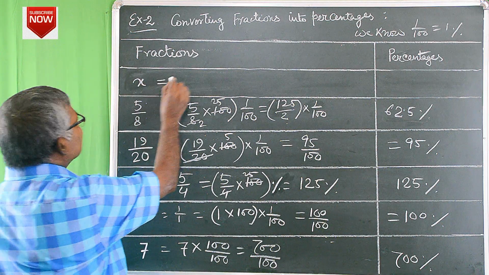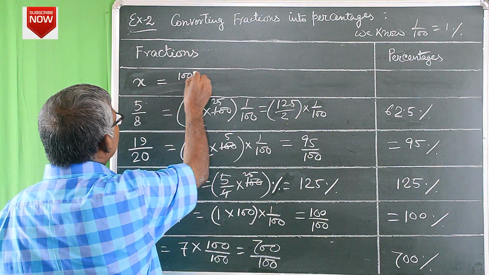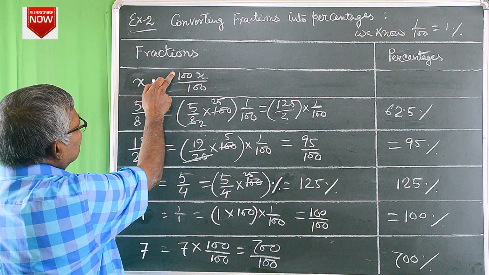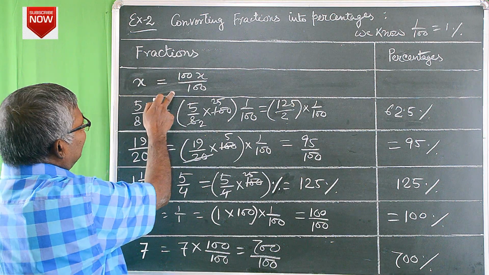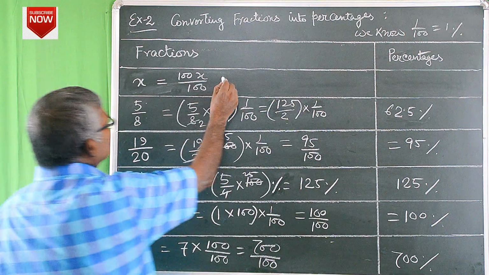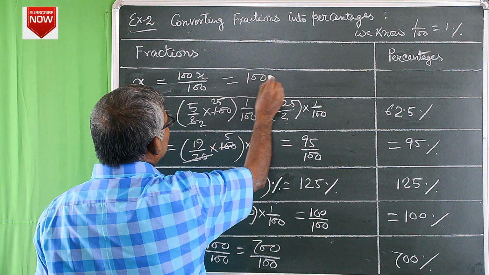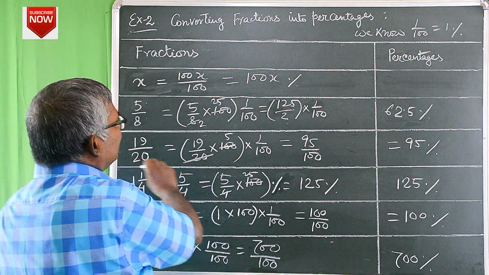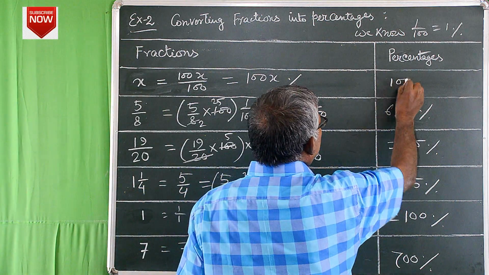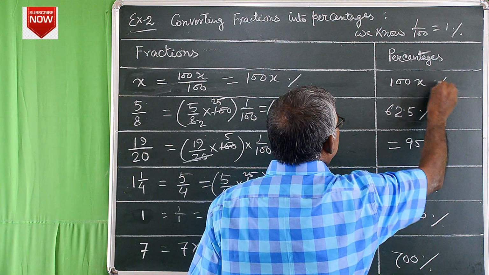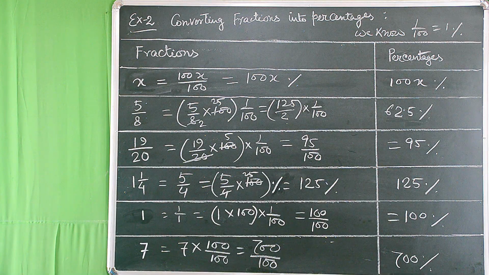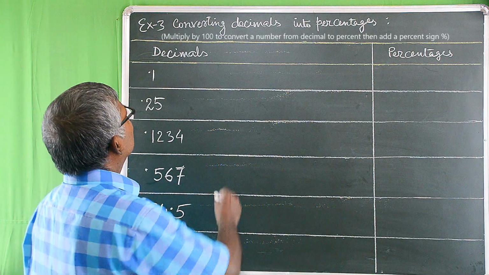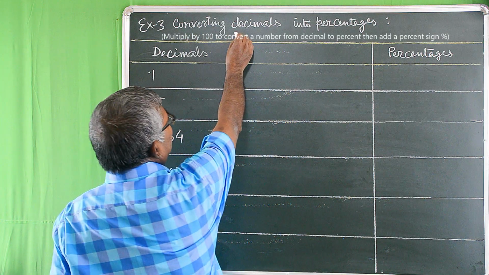So this can be written as 100x by 100. Simply we are multiplying the numerator by 100 and the denominator by 100. So this can be written as 100x%. So any number x can be written as 100 times of x%. Let us consider the third problem, converting decimals into percentage.